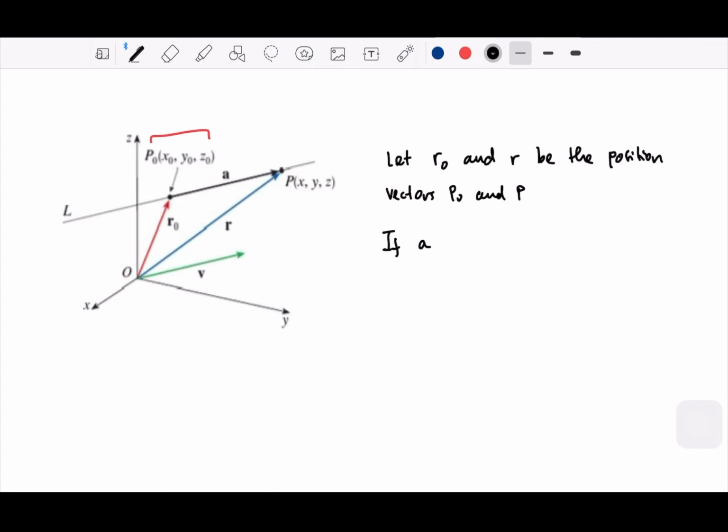If A, or vector A, represents vector P0P, then we will have the vector R equal to vector R0 plus the vector A. So we can connect a vector to another vector with some shifting through some vector A in between these two vectors.